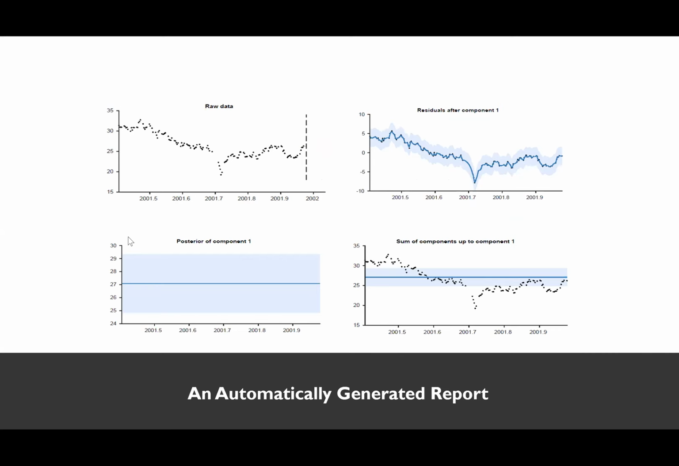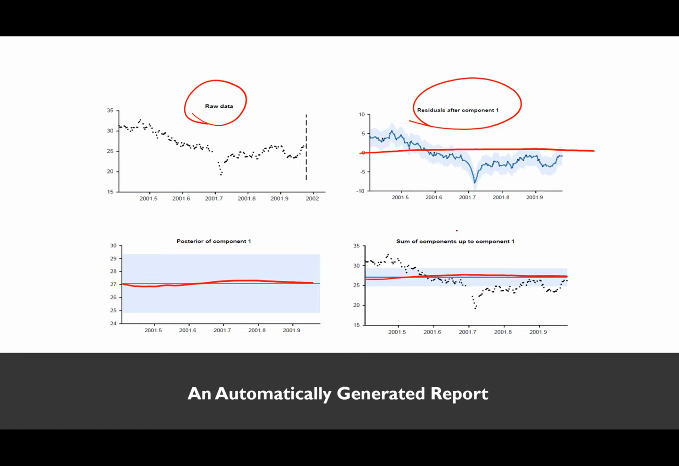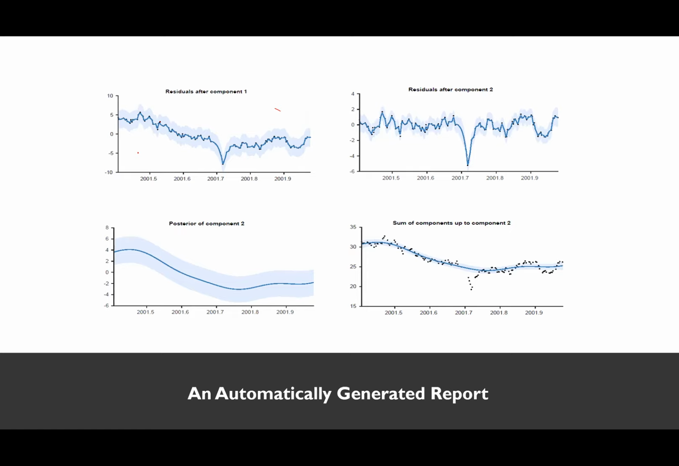So if we apply that model, at the beginning we have the original data, and the first component we find is a constant. After the constant, the residual is zero centered. There is a sum of components so far, and this is the residual, and the second component is proposed as this.